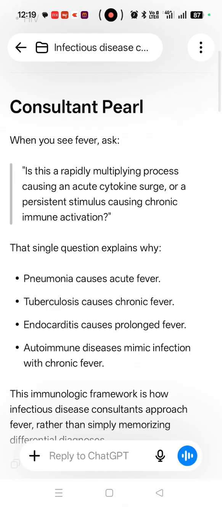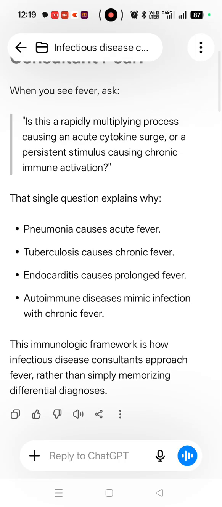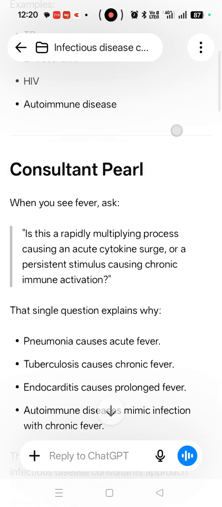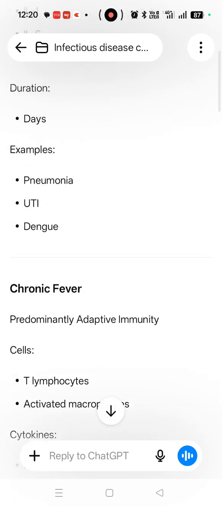Acute fever is telling you that the infection or the bacteria present is multiplying at a fast rate, and it is an active infection. So that single question explains: pneumonia causes acute fever, tuberculosis causes chronic fever, endocarditis causes prolonged fever, autoimmune diseases mimic the infection with chronic fever. So this immunological framework is how infectious disease consults approach fever rather than simply memorizing a differential diagnosis. So this all is about fever in cases of infection.